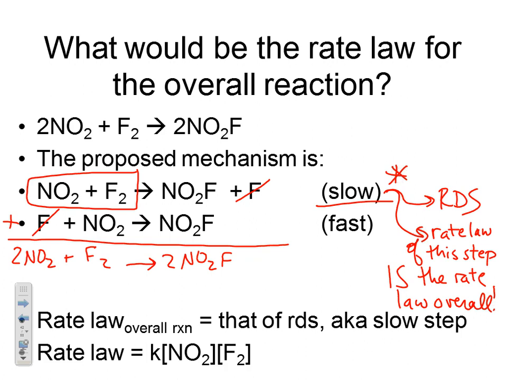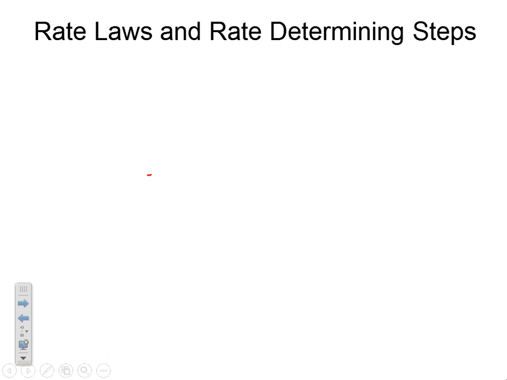So it's going to be rate equals k times NO2 to the first, because there is only one of them in this process, times the concentration of F2 raised to the first, because there is only one of them in this process. Basically saying that, look, we depend on that slow step. That slow step simply involves the collision of one NO2 and one F2. So that's the overall rate law.